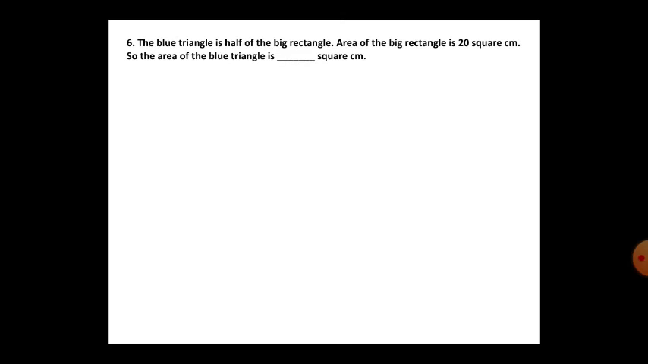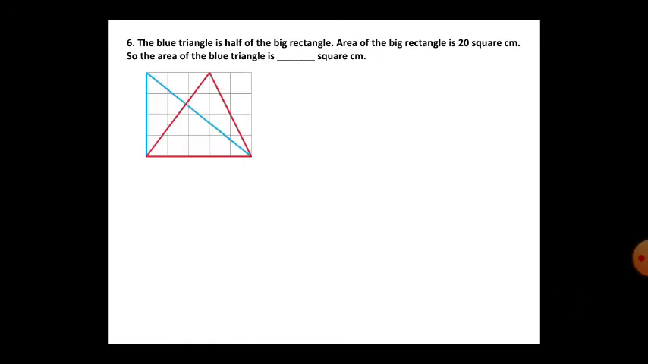The blue triangle is half of the big rectangle. Area of big rectangle is 20 square centimeter. So the area of blue triangle is dash square centimeter. See, you can observe here two triangles are there, blue and red. The blue triangle is half of the big rectangle. You can observe it is equally divided. So you can tell that in this rectangle blue triangle is half, and area of the big rectangle is 20 square centimeter.